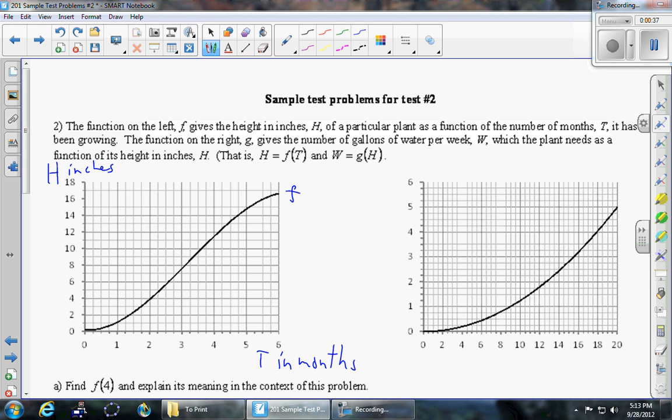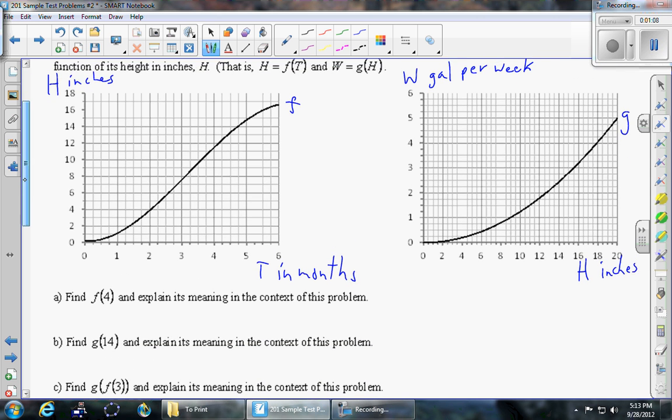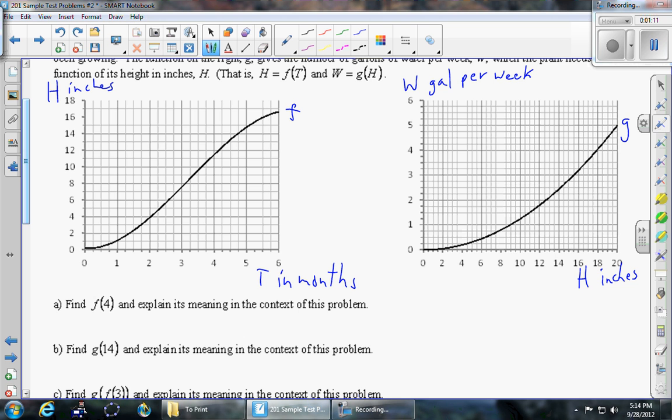And continuing on, the function on the right, g, gives the number of gallons of water per week, w, which the plant needs as a function of its height in inches, h. That is h equals f of t and w equals g of h. Okay, with the graphs labeled, let's move on to the first part of this long question. A, find f of 4 and explain its meaning in the context of this problem.